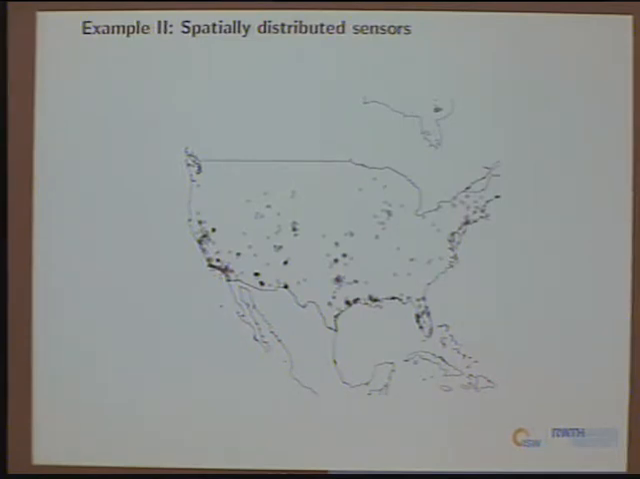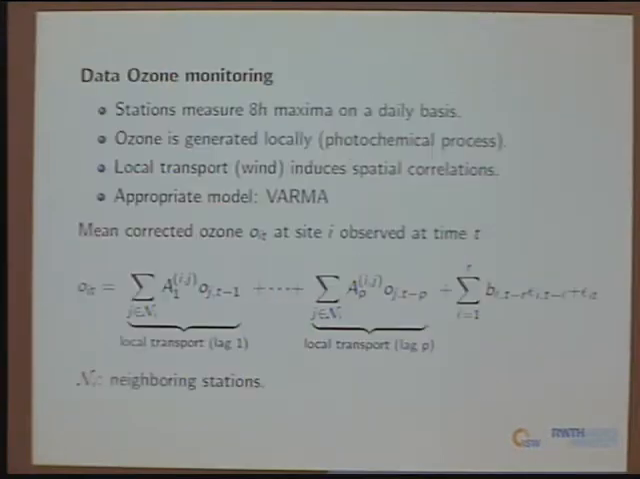Here's one data set which I perhaps discuss a little bit. Here are spatially distributed sensors measuring climate in the United States. There are 440 sensors, so climate monitoring stations. For example, if you take ozone measurements, then it is known that ozone is generated locally by photochemical processes, but there's also some kind of local transport simply because of wind. So an appropriate model which has been used for such data for the mean-corrected ozone measurements is a VARMA model, where you can model that the correlations are also induced by this kind of local transport with respect to different time lags.